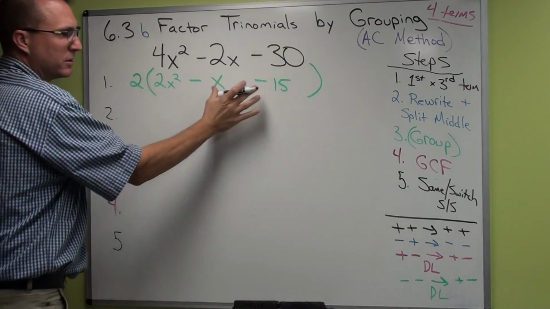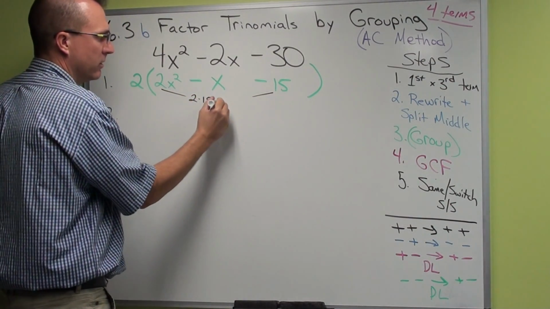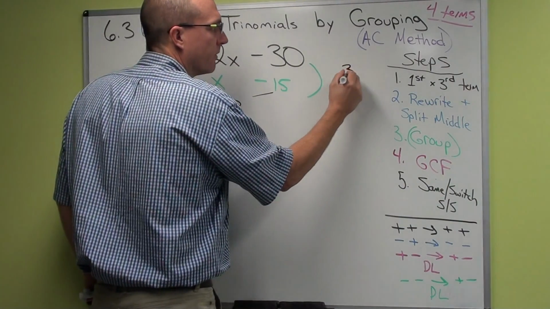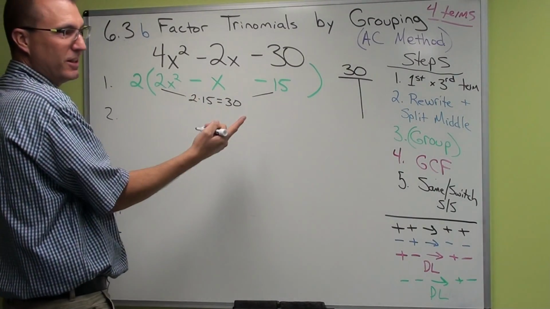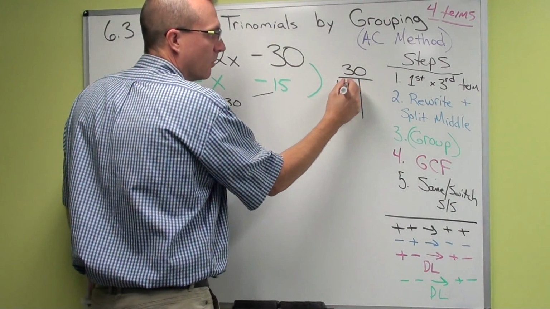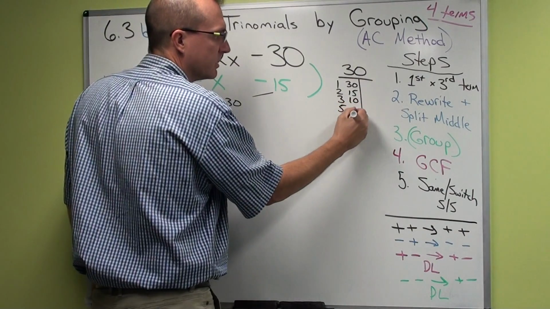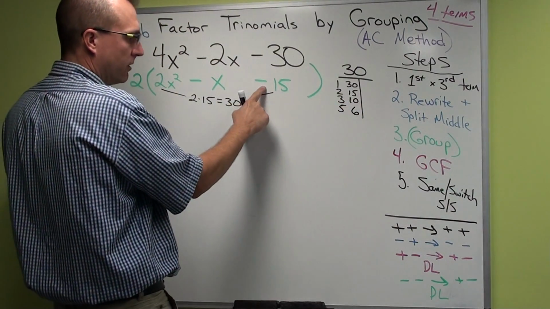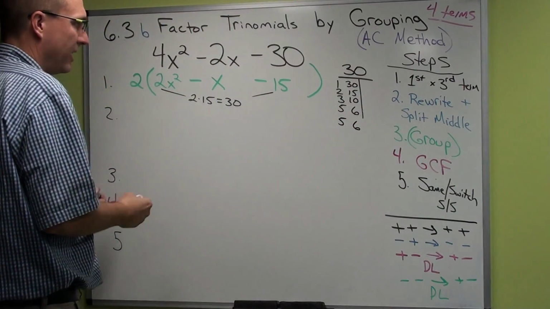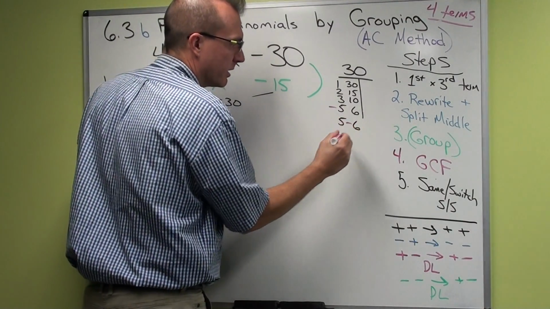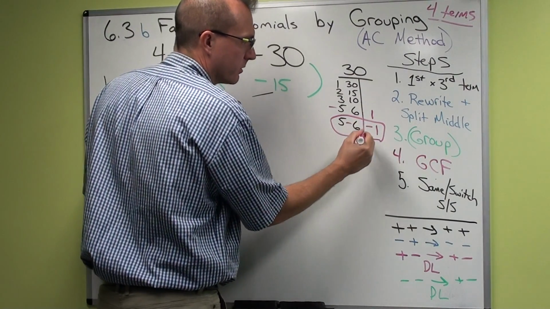So now all we're working with is what's in the parentheses. 2 times 15. Oh man, we just had this done. 30. And we need a negative 1. Well, we just did it. Remember? 1, 30, 2, 15, 3, 10, 5, 6. Oh, 5 and 6. It's a double list, so we know it's 5 and 6 again. And this one we need a negative 1. So we put a negative in the first, negative in the second. This would be 1, this would be negative 1. That's our answer.